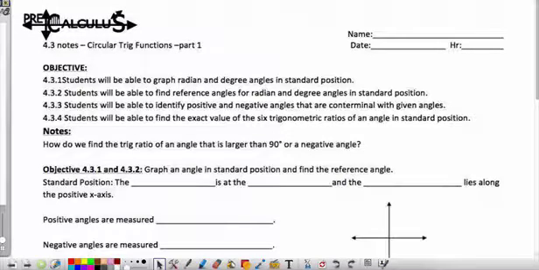Okay, welcome to the video for 4.3. I'm actually going to divide this up into two parts. So the objectives for our first part, we have four of them.